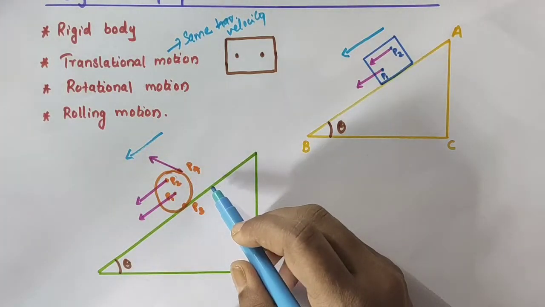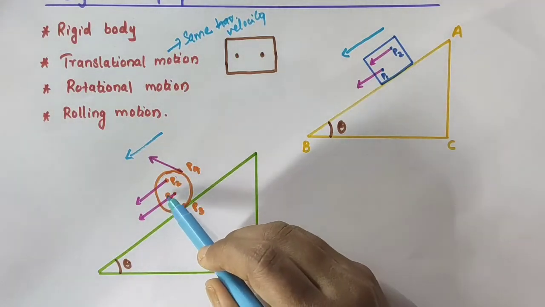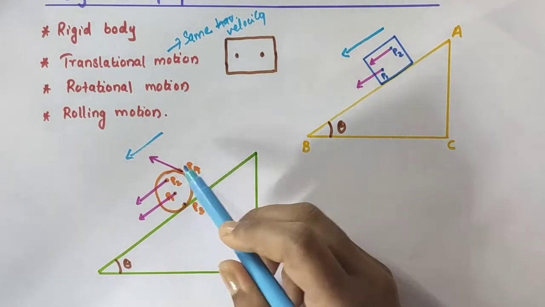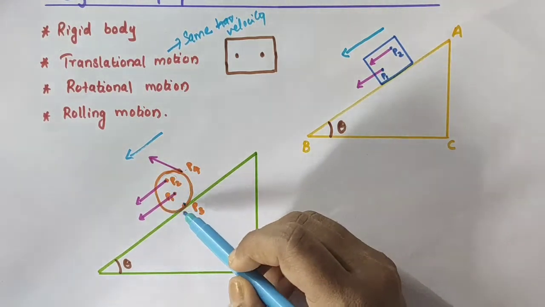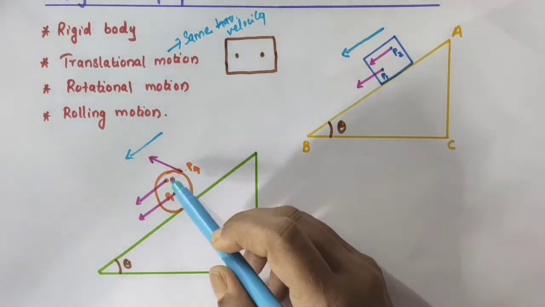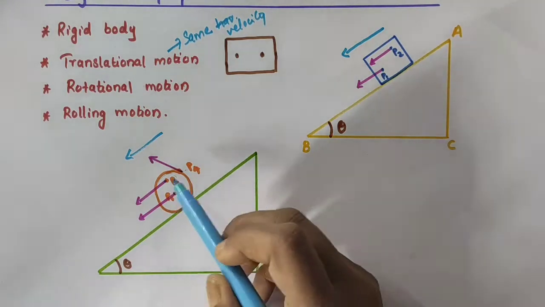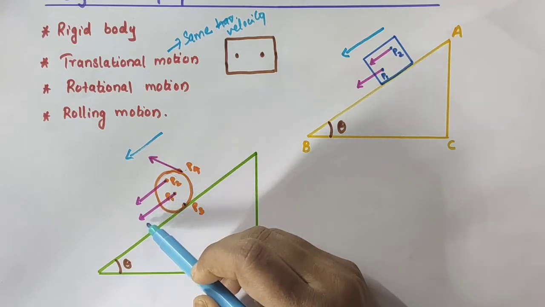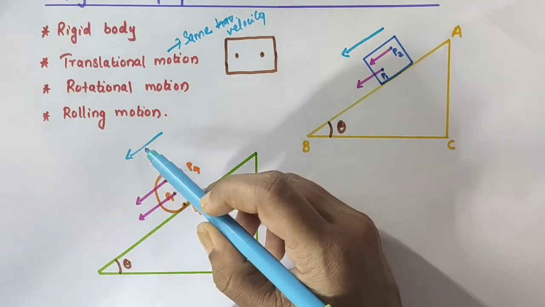But you see, here we have considered 4 points or 4 particles: this point P1, this point P2, this point P3, and this point P4. You can consider any number of points here. These points are not moving with the same velocity at any instant. This point P1 has a velocity along this direction at a particular instant of time. At the same instant of time, this point P4 has a velocity along this direction.